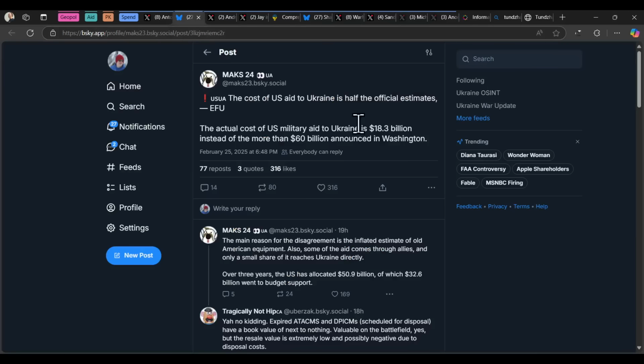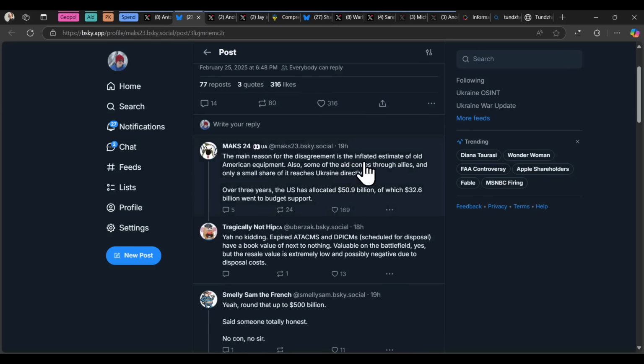Okay, so the EFU has stated, that's Economists for Ukraine, that the cost of US aid to Ukraine is half the official estimates. The actual cost of military aid to Ukraine is 18.3 billion instead of more than 60 billion announced by Washington. The main reason for the disagreement is the inflated estimate of old American equipment. Also, some of the aid comes through allies, and only a small share of it reaches Ukraine directly. Over 3 years, the US has allocated 50.9 billion, of which 32.6 billion went to budget support.